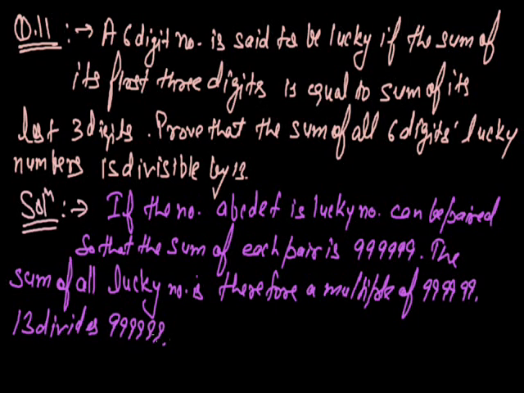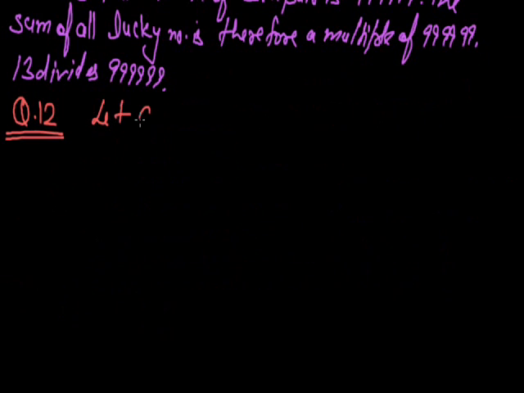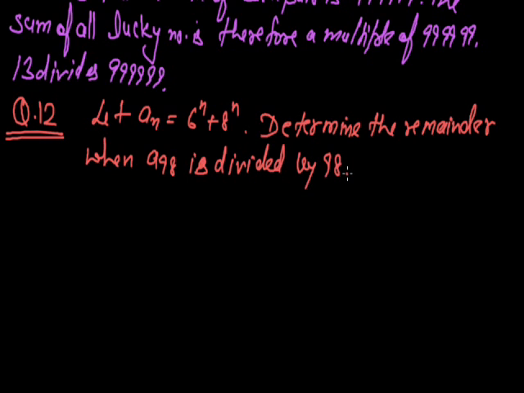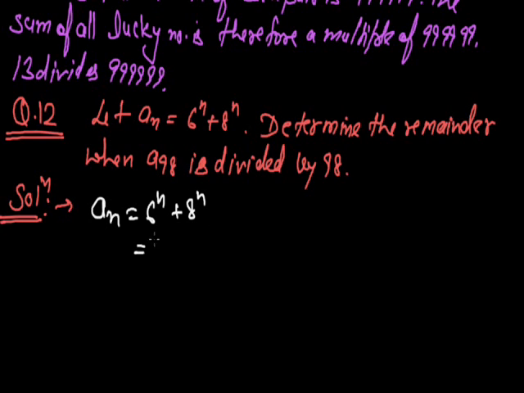Moving to our next question, question number 12, that is given to us as: let a_n be equal to 6 raised to power n plus 8 raised to power n. Determine the remainder when a_98 is divided by 98. Let us have the solution of the given question. We have a_n equal to 6 raised to power n plus 8 raised to power n. That may be represented as (7 minus 1) raised to power n plus (7 plus 1) raised to power n.